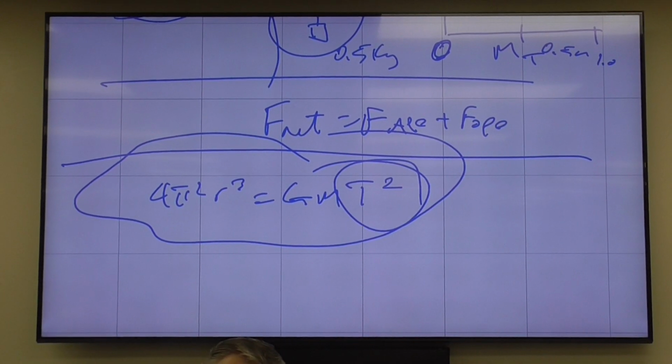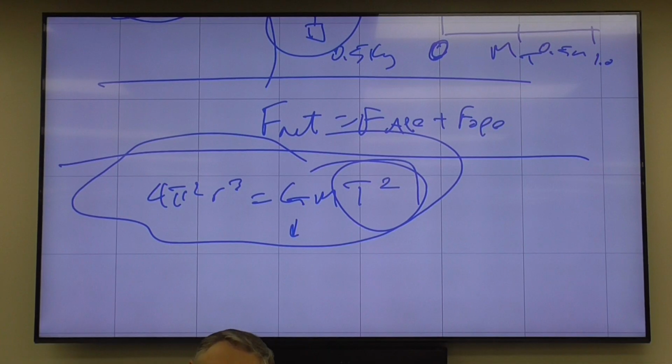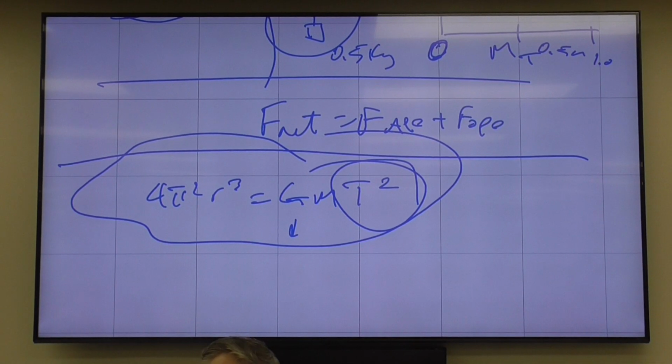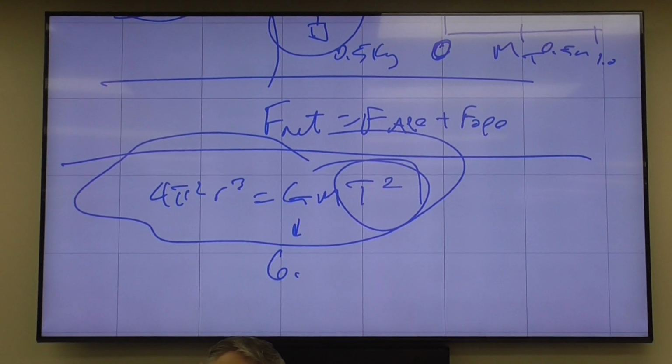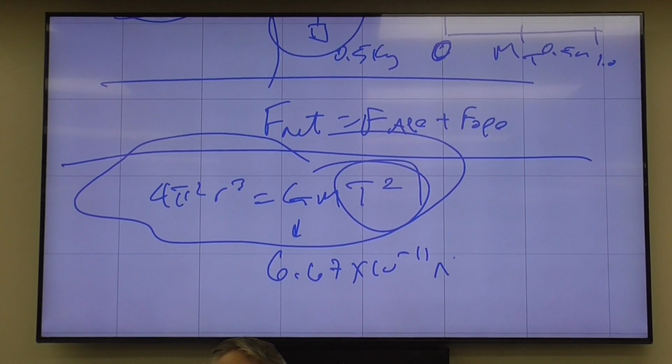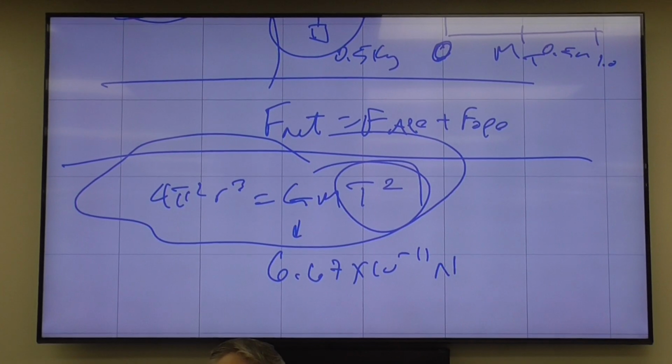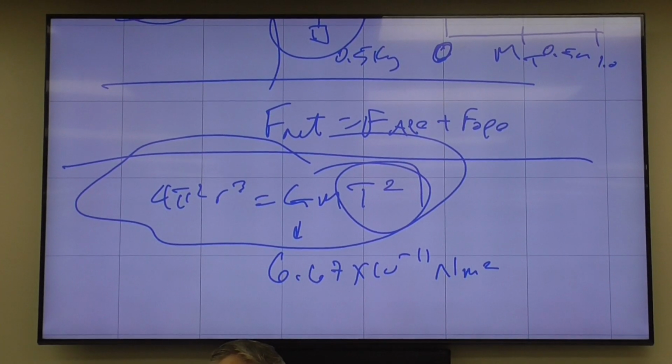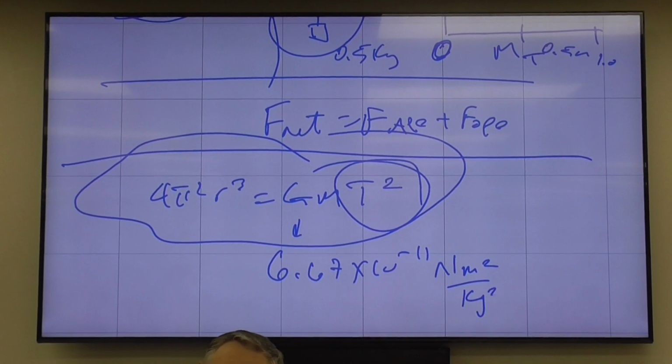Big G is the universal gravitational constant, which has a value of 6.67 times 10 to the negative 11. Look at that big small number. The units are newtons meters squared over kilograms squared.